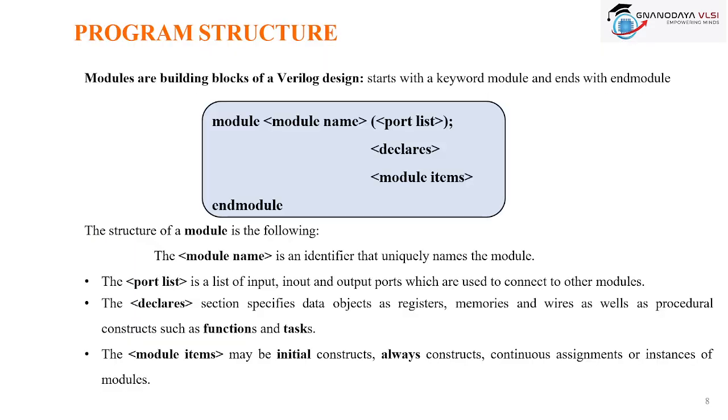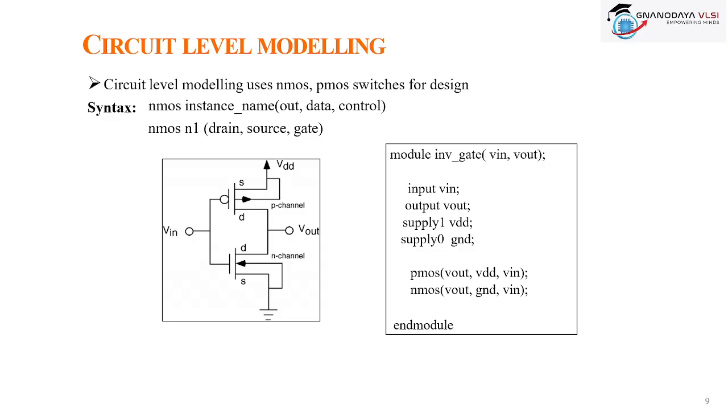So this is the program structure. It starts with module and the module name, then the port list declaration, and ends with endmodule. This is the basic program structure: the Verilog code starts with module and ends with endmodule. And this is switch level modeling. First level modeling, as I told you, is switch level modeling or circuit level modeling.